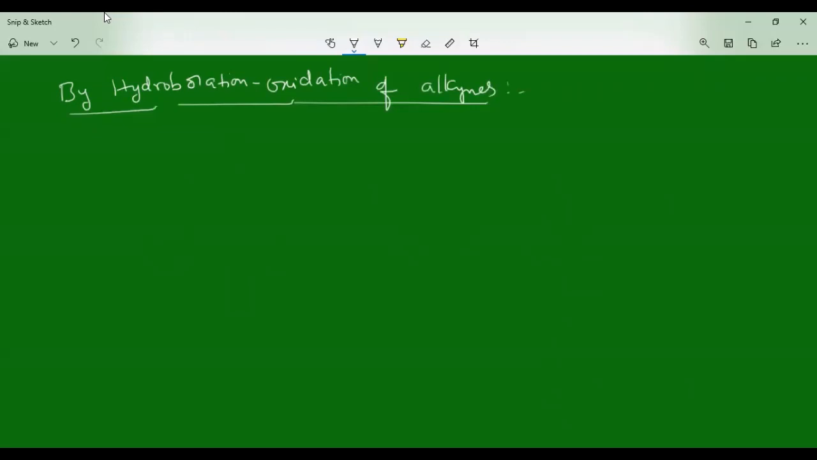Actually, in this method, alkynes are subjected to hydroboration oxidation using H2O2. In this method, you will get carbonyl compounds. R-C≡C-H is an alkyne, and this alkyne is subjected to this hydroboration oxidation method in the presence of H2O2 in basic medium.